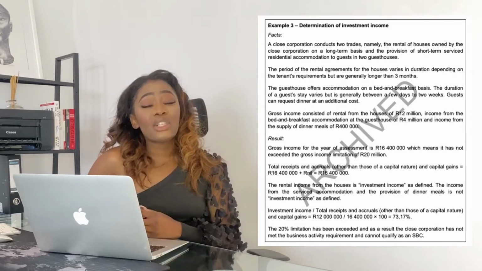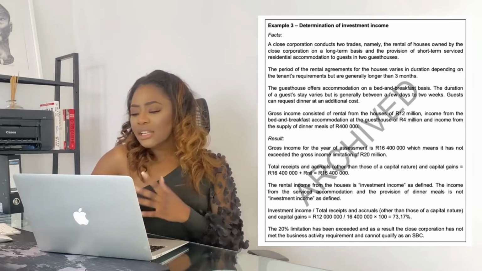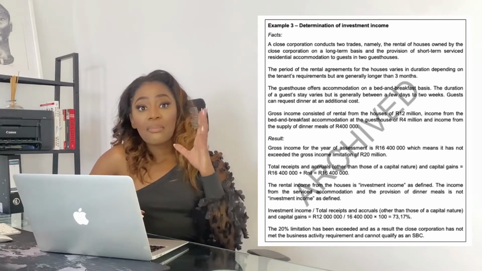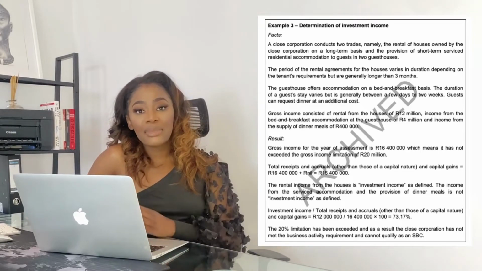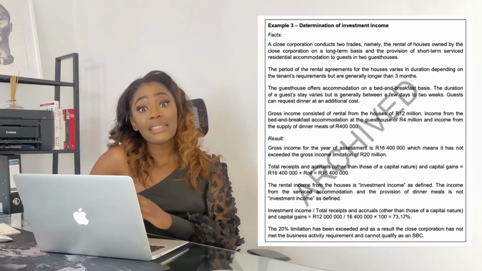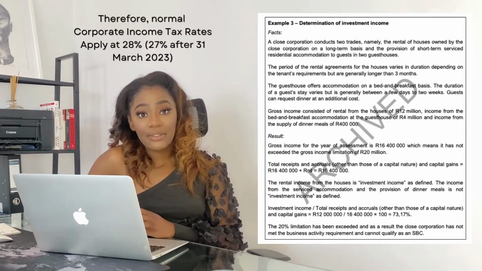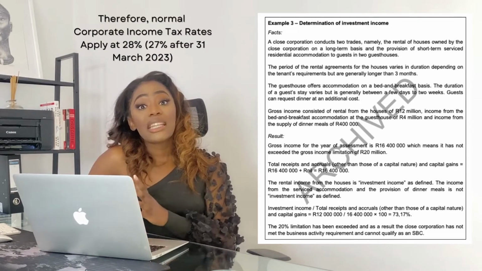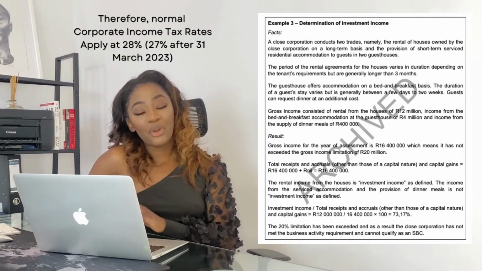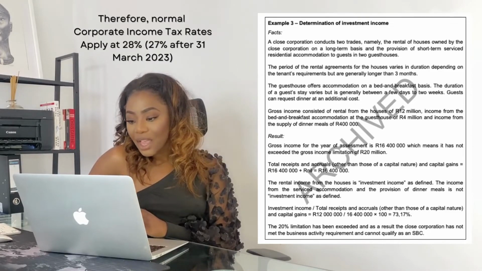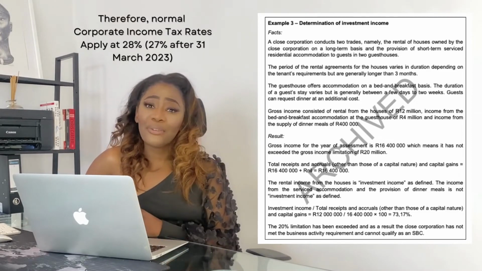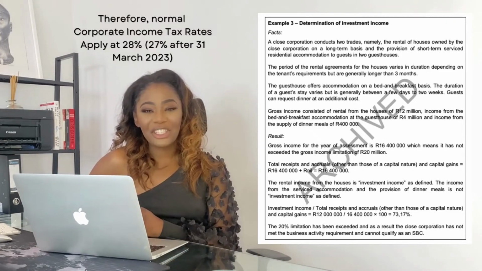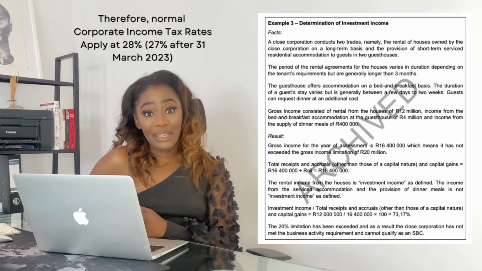Did it exceed the 20% threshold? Essentially, just do a small calculation: the amount that would be termed investment income over the total gross receipts times 100 gives you the percentage. And in this case, it is 12 million over 16,400,000 times 100, and that gives you 73.17%. In this case, the 20% limitation has been exceeded, and therefore, unfortunately, small business corporations' tax rates will not be applicable.